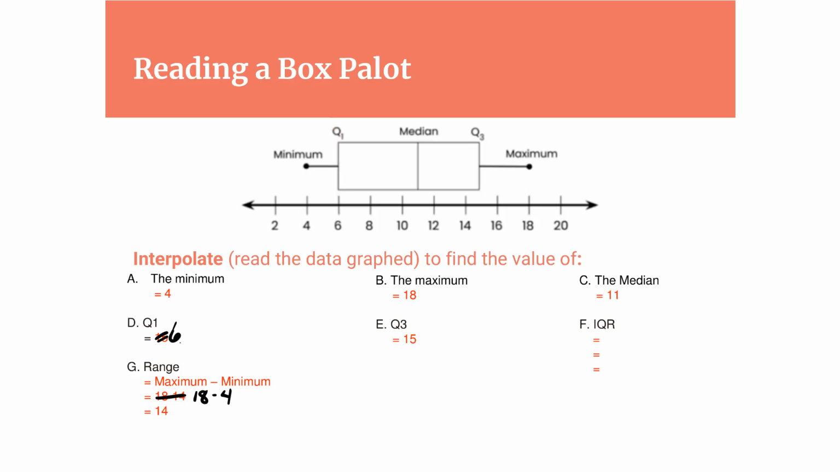And then finally, we're going to calculate the interquartile range. That's where we take the Q3 value and subtract the Q1 value. Take our Q3, subtract Q1. That means we've got 15 minus 6, which gives us 9.